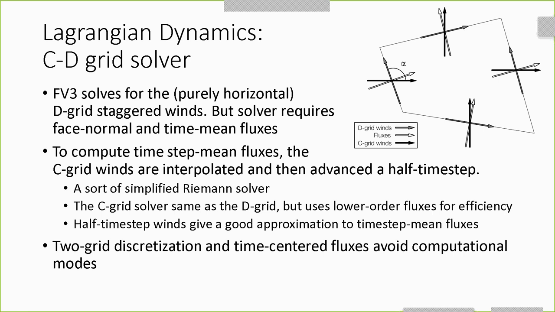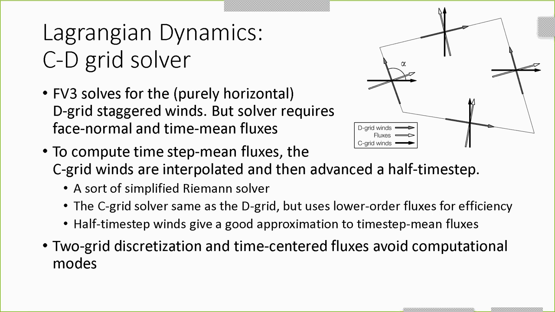So what we do is we use what's called the CD grid solver, in that we interpolate the D grid winds to the C grid, but then we take a half time step forward of those C grid winds. And that then gets us the C grid winds at the half time step, which gives us a good approximation of the time mean winds, and thereby the time mean fluxes over the time step, the average fluxes over the course of the time step. And the solver is the same as the D grid, lower order for efficiency. But it proves quite effective. It eliminates some of the error that you get when interpolating from the D grid to C grid.